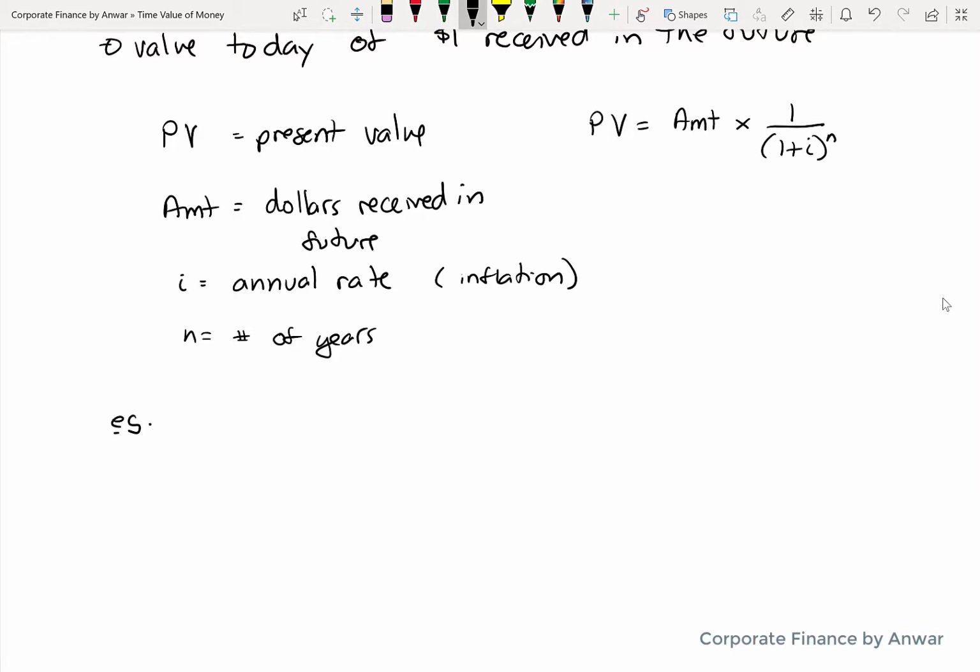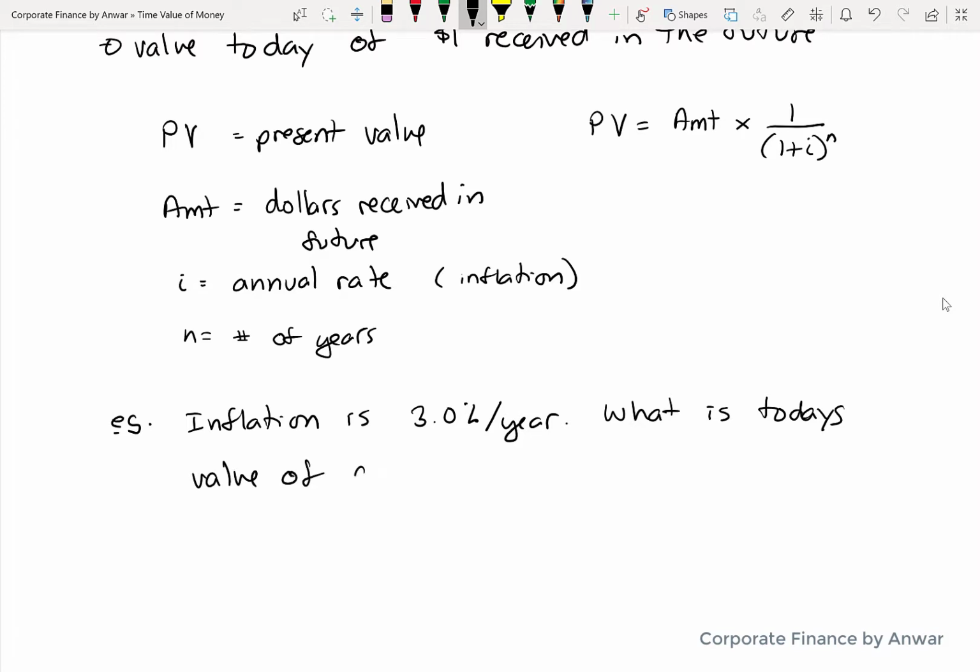So clearly, by looking at the formula, the higher the n, the longer it takes for you to receive the money, the lower the present value of that. And that should make intuitive sense. So something 10 years from now is worth less than something 2 years from now. Now let's do an example. If inflation is 3% a year, which is not far from where it is right now, what is today's value of a dollar received in 5 years?